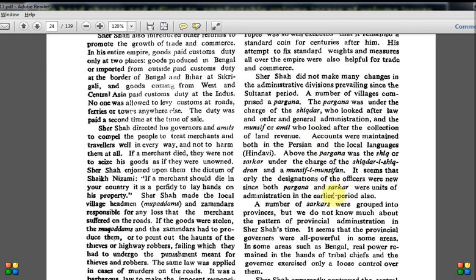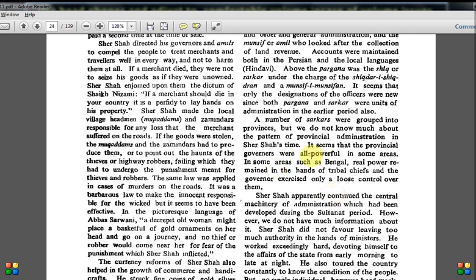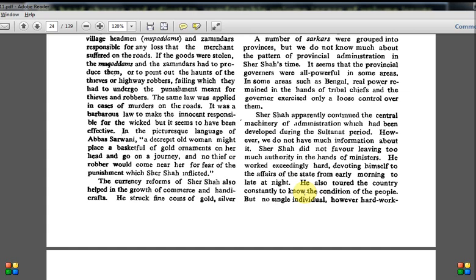Now a number of sarkars were grouped into provinces, but we do not know much about the pattern of provincial administration in Sher Shah's time. It seems that the provincial governors were all powerful in some areas. In some areas such as Bengal, real power remained in the hands of tribal chiefs, and the governor exercised only a loose control over them. Sher Shah apparently continued the central machinery of administration which had been developed during the Sultanate period. However, we do not have much information about it.